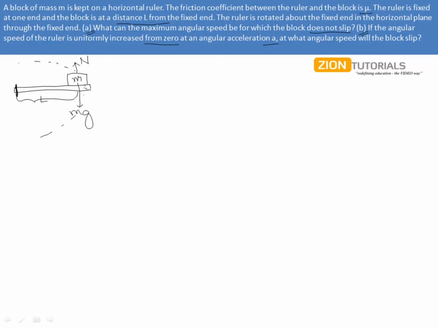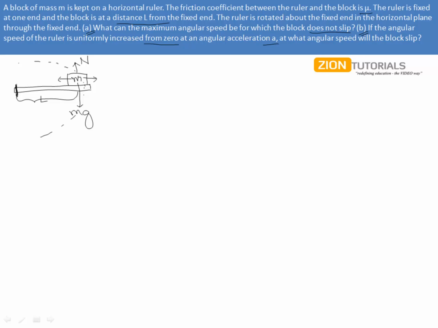this ruler will be having a centripetal force towards the center. This will be moving actually. So this mass will be actually given the centripetal force by the friction. But if we consider this block with respect to this ruler, then this will be having a centrifugal force outward, which will be balanced to a certain limit by the friction.